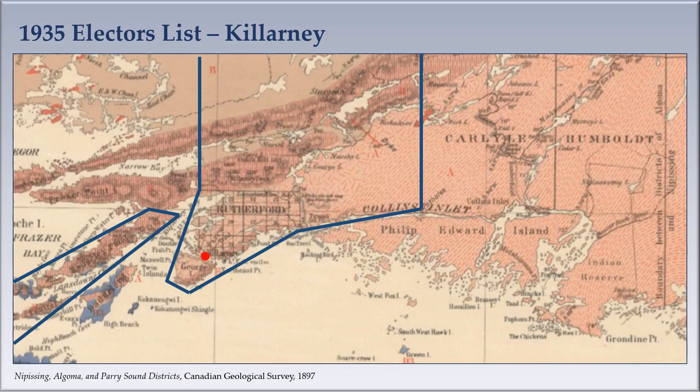Killarney Village is on the left side of the map, marked with a red dot. The areas marked in blue, including the township of Rutherford and George Island, some of the unorganized townships around it, and Partridge Island, Center Island, and Badgley Point were included in this electors list.